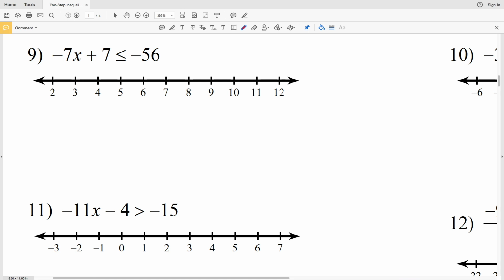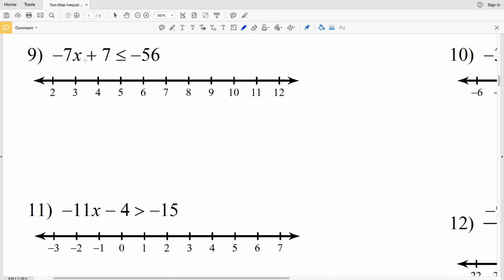In this video, we're continuing on with the two-step inequalities under Infinite Algebra 1 on the Kuta Software free worksheets, and we're going to do numbers 9 through 16 in this video. In the next video, we'll finish out the worksheet with numbers 17 through 24. So let's get started with number 9.